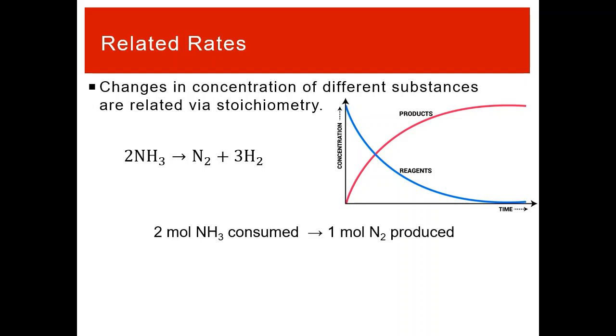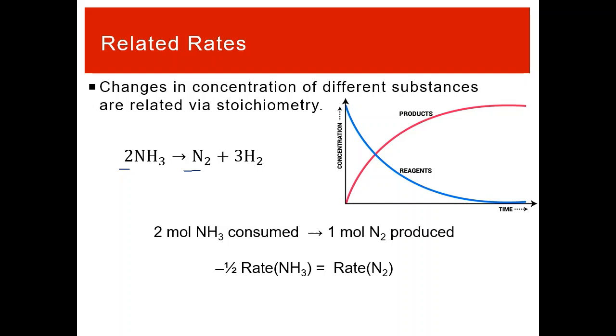If I look at, say, this reaction, for every 2 moles of NH3 that is consumed, I know that I will get exactly 1 mole of N2 that is produced, right? That's the stoichiometry relationship that comes out of my balanced coefficients. I can then take that and come up with relationships between the rates.